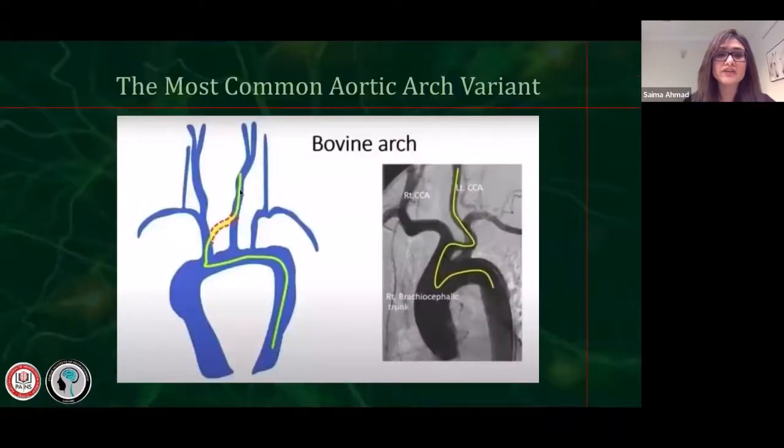In the bovine arch, instead of from the right side, the left common carotid artery is arising from the right side. So this is a great problem during the navigation, because you can see the diagnostic catheter has to take a lot of curves to select the left common carotid artery, and there is always a problem. And by the way, I don't know why they name it bovine, maybe due to these two horns, or I don't know.